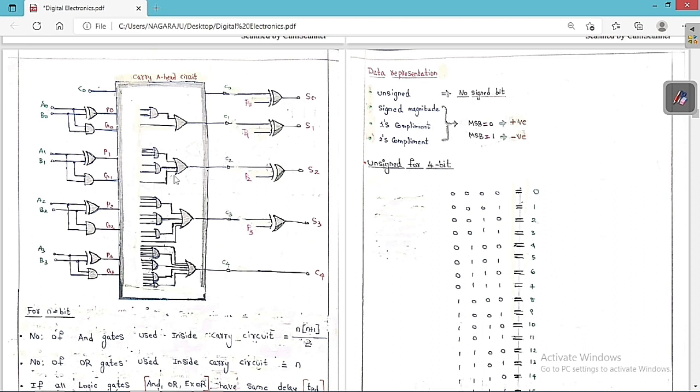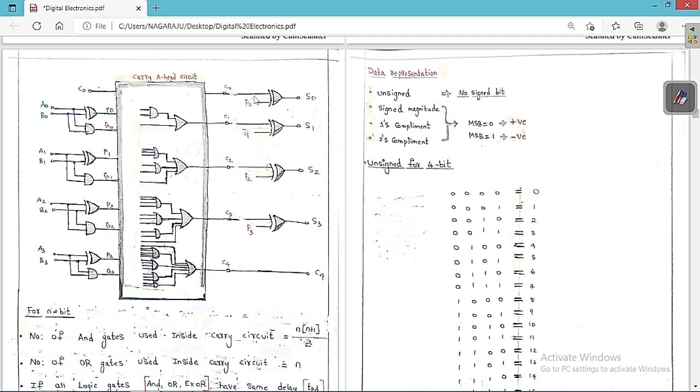Here, instead of carrying the carry from one full adder to the other full adder, we are directly calculating the values of C1, C2, C3 and C4. So we are not traveling the carry from one full adder to the other, but directly calculating C0, C1, C2, C3, C4 from the circuits. Because of this, the time is very less, so we can get the result very fast.